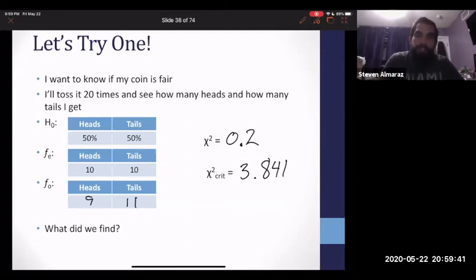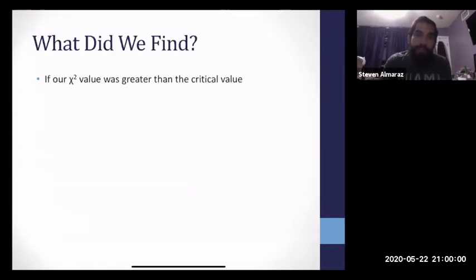If you told somebody, hey, I'm going to test whether this coin is fair. Flip, flip, flip, flip, flip, 9 and 11. I got my chi-squared value. I got my chi-squared critical value. What do you tell somebody as your results? They say, hey, what'd you find? The coin seems to be fair. We don't have any evidence that this coin is unfair.